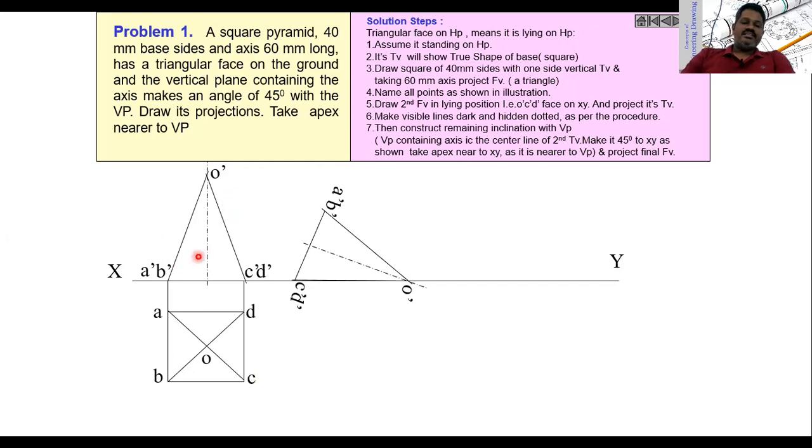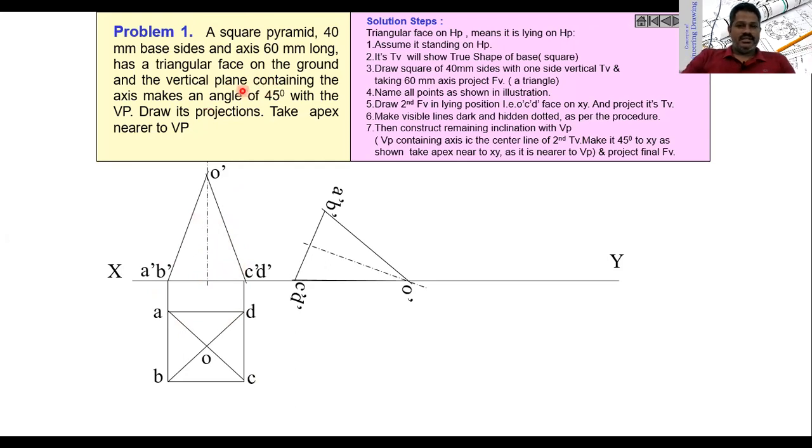Then the next step: the square pyramid is not exactly like this. We assumed that this is lying on HP. Then we have drawn the projections of the square pyramid, assuming that the base is exactly lying on HP, which is not making any angle with HP. These are the simple projections, the assumed projections of the square pyramid with the given dimensions.